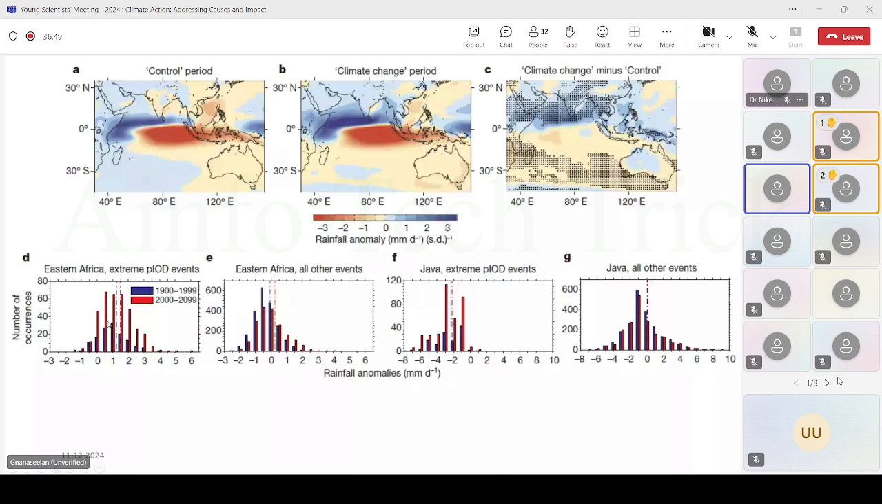Thank you so much, it's amazing. I would like to summarize: the IODs are going to be stronger, and they are going to impact rainfall over the adjacent regions, especially the Indian region, which is going to be more positive, whereas in the African, Indonesian and Australian regions, it is going to be more deficit.